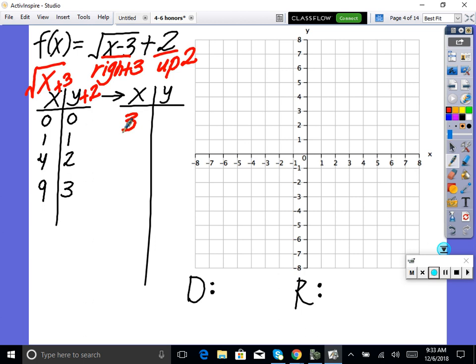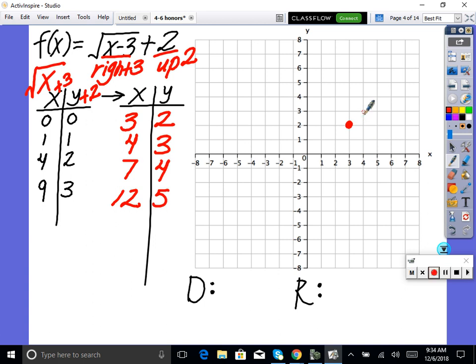So now our new x's are 3, 4, 7, and our y's are 2, 3, 4. Do you see how I'm adding? So watch me graph that. Now look, our starting point used to be at 0, 0. It's now at 3, 2. Over 3, up 2 is my starting point. So be really careful and keep that in mind.